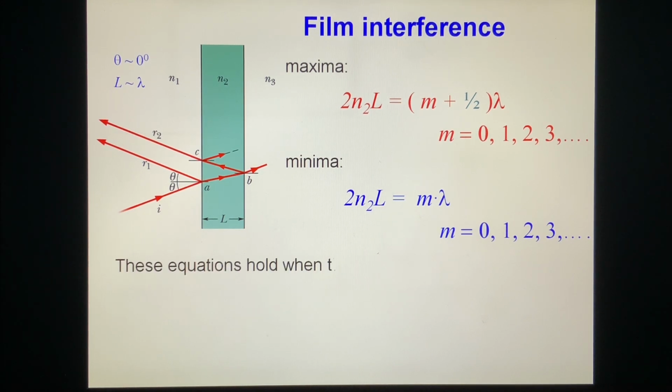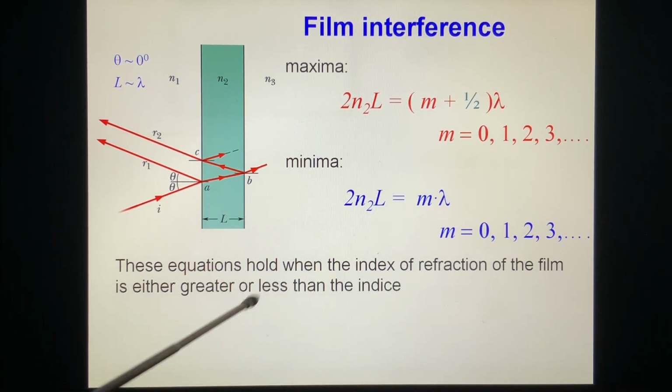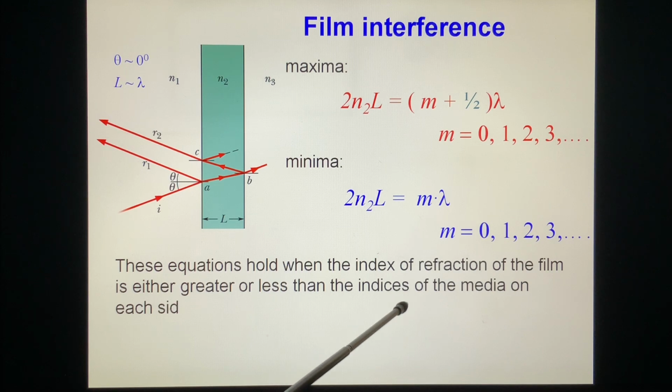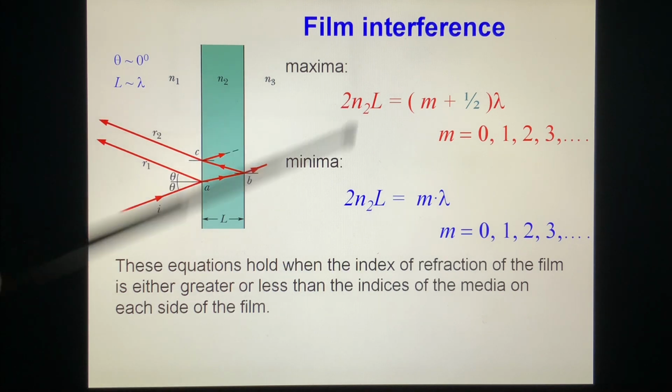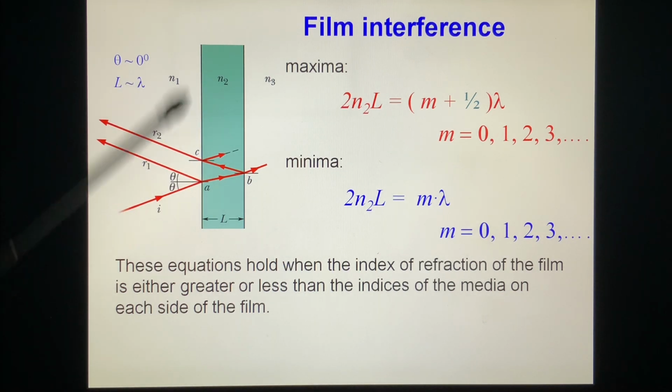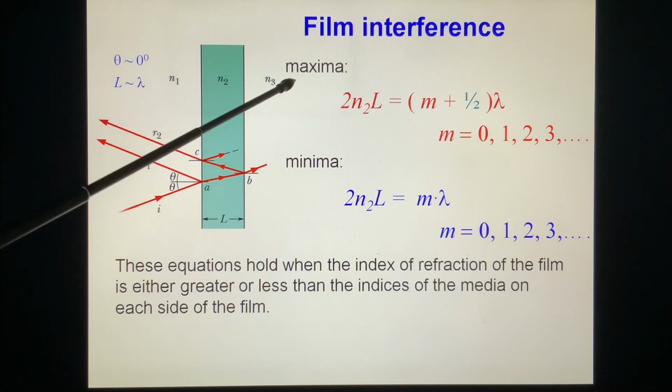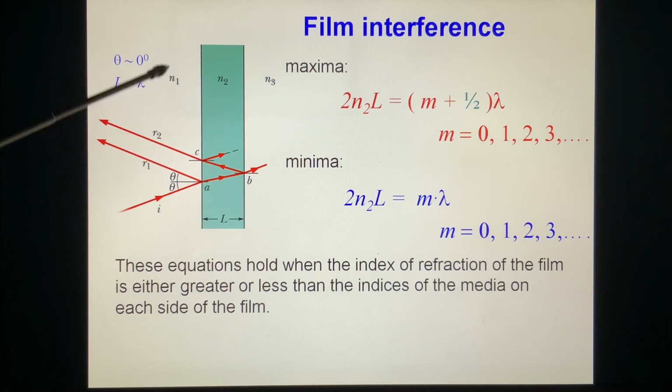This equation holds when the index of refraction of the film is either greater or less than the indexes of the media on each side of the film. If this is not the situation, then this formula is not true. Okay? So this formula is deduced under the condition that N2 is either larger than both N1 and N3, or smaller than both N1 and N3.